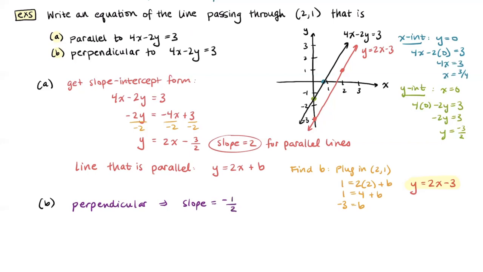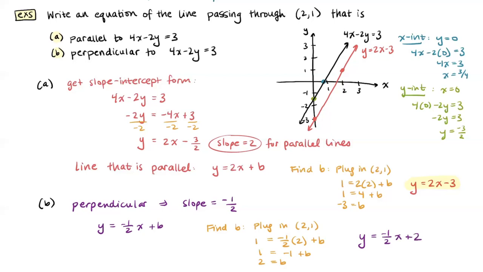So what we have now is y equals -1/2 x plus b, and we have to find what b is. So again, let's find b. We're just going to use the same point, plug in (2, 1). We've got 1 equals -1/2 times 2, which is x, plus b. -1/2 times 2 is -1. We'll add the 1 to both sides, and that gives us a b value of 2. And so our perpendicular line will look like y equals -1/2 x plus 2.